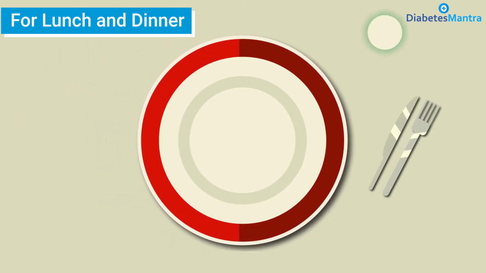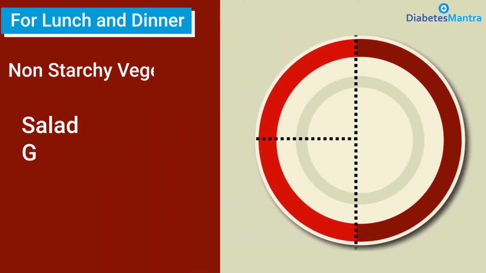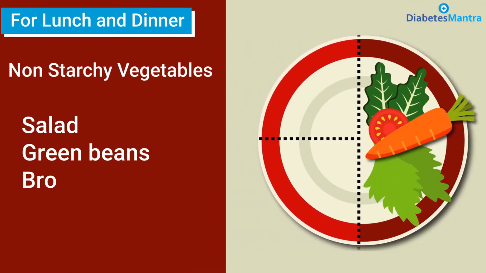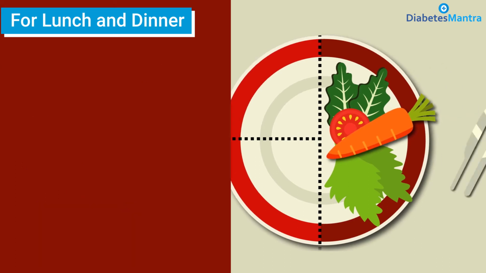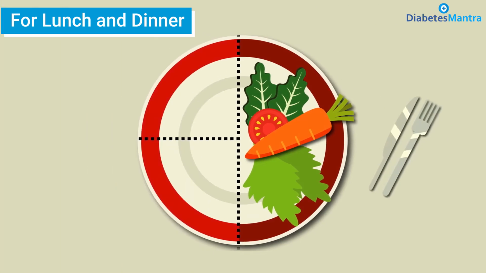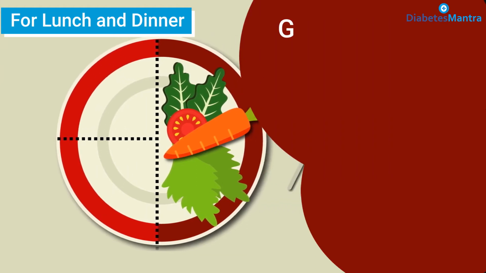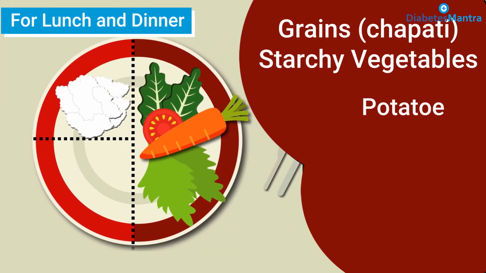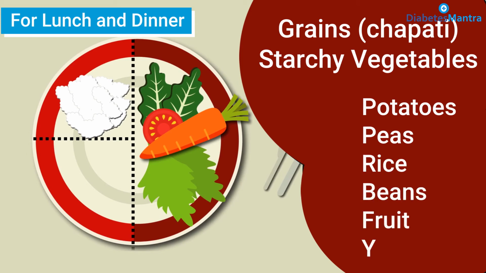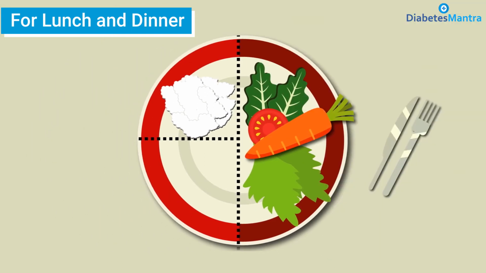Start with a 9-inch dinner plate. Fill half with non-starchy vegetables such as salad, green beans, broccoli, cauliflower, and cabbage. Fill 1/4 with carb food. Foods that are higher in carbs include grains like chapati, starchy vegetables such as potatoes and peas, rice, beans, fruit, and yogurt. A cup of milk also counts as a carb food.